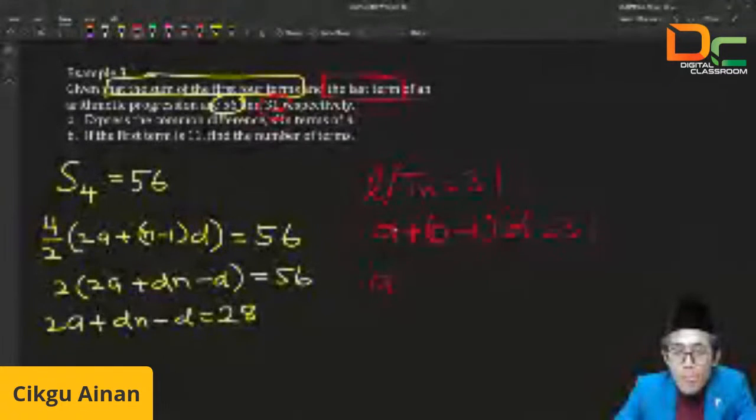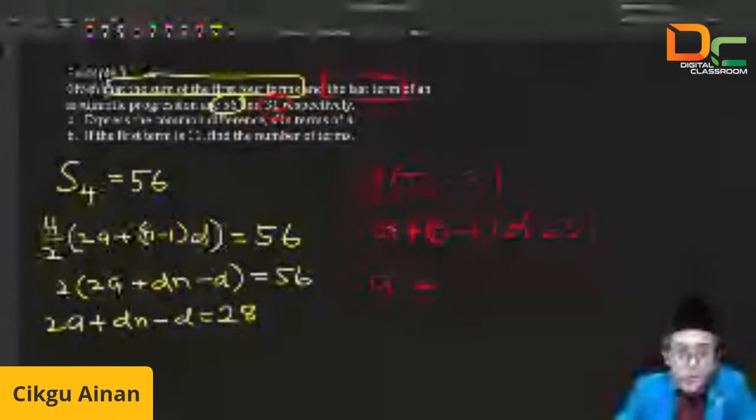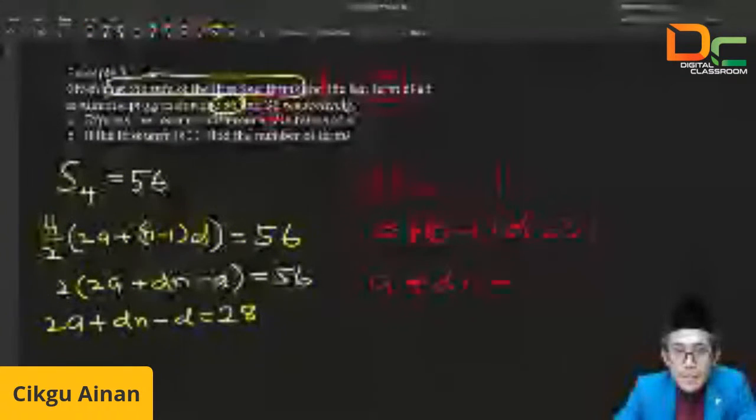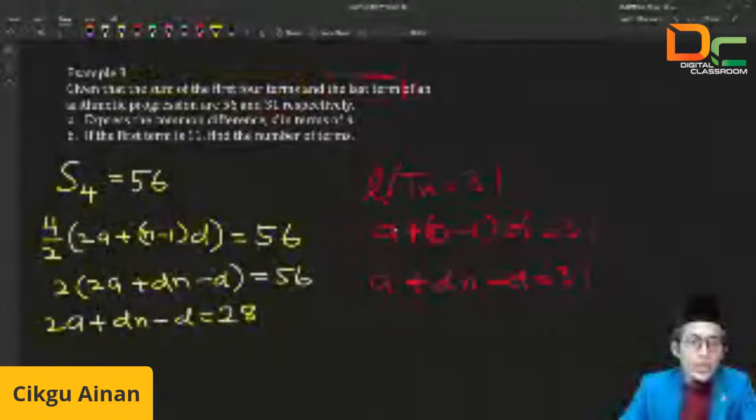Okay, now let's go for this one. This one can be further simplified. Otherwise we cannot see. Okay, dn minus d equals 31. Now the question is asking us to express the common difference d in terms of n. D in terms of n.